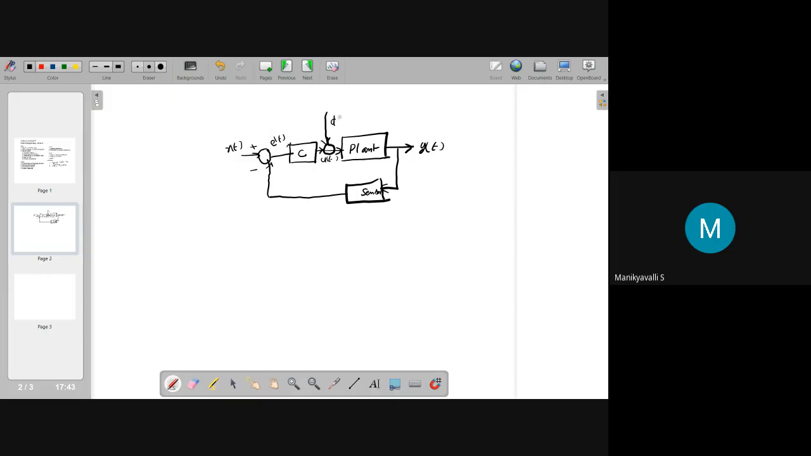So this is d(t). And sometimes sensors do not always measure the actual signal, so some noise signal also enters here. These are the typical signals you find in a control system.